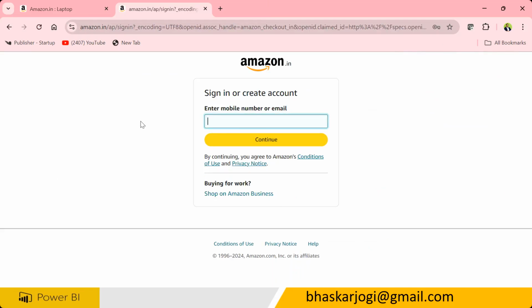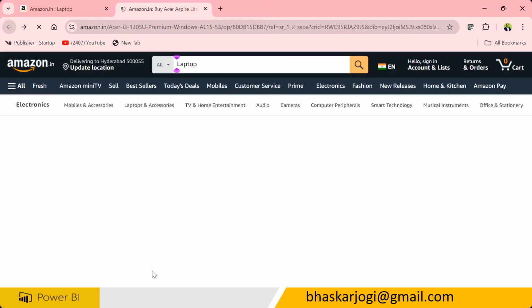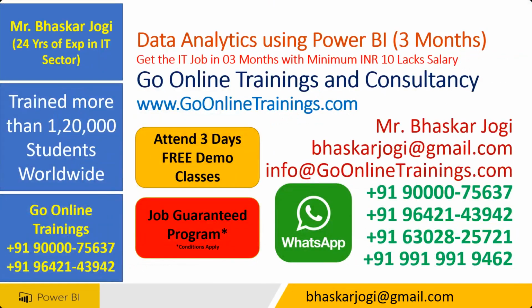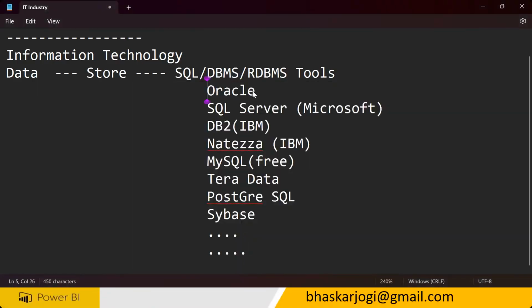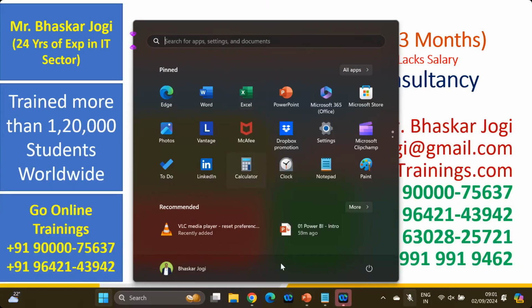All the data which I'm giving, where will the data go? The data is going to go to one of these places. Either Amazon data is going to go to Oracle, or Amazon data will be going to SQL Server, or DB2, Netezza, MySQL, Teradata. We don't know what software they are using behind the scenes.